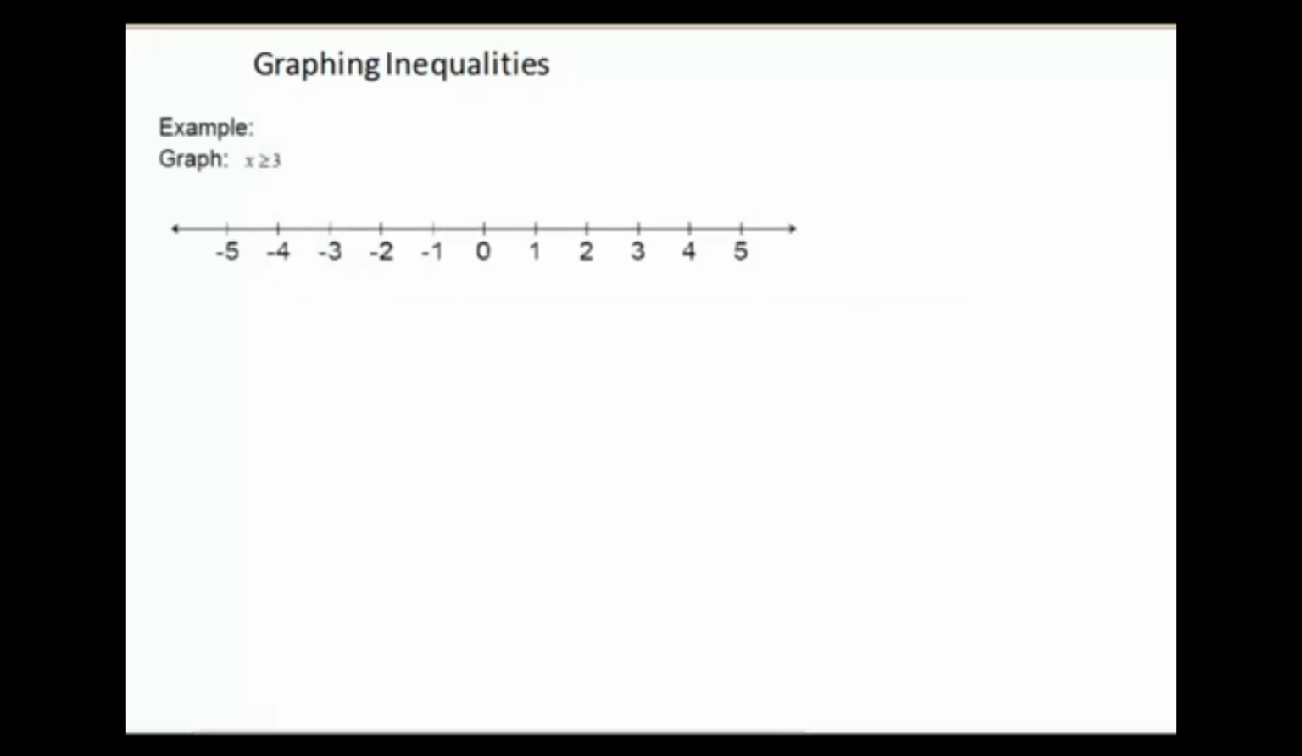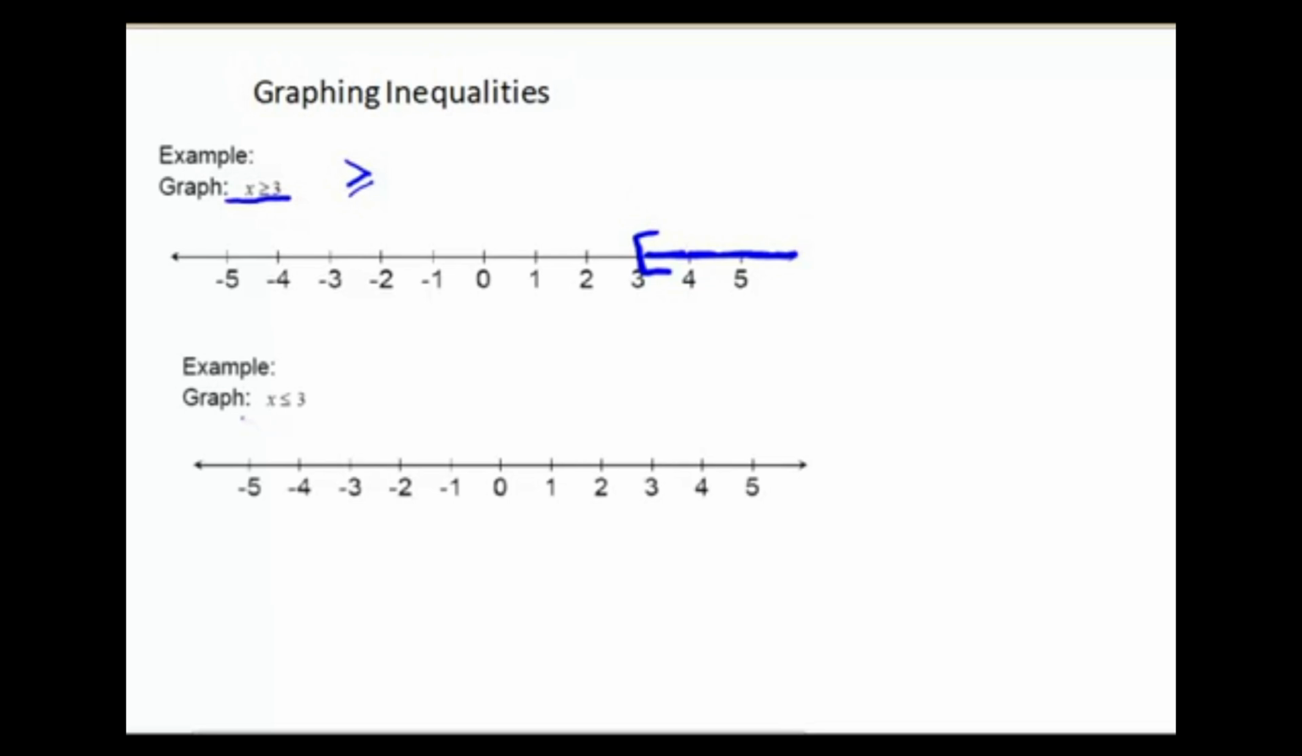This time let's graph x is greater than or equal to 3. So first thing is we need to find the endpoint, which is the 3. We want x to be greater than or equal to the 3. So greater than 3 would be to the right of 3. That's bigger. And then you have to decide for the 3 itself. This time there is an equals underneath. It is greater than or equal to. The equals will cause us to choose a bracket so that we include the endpoint.